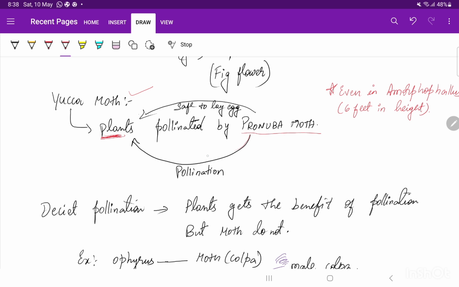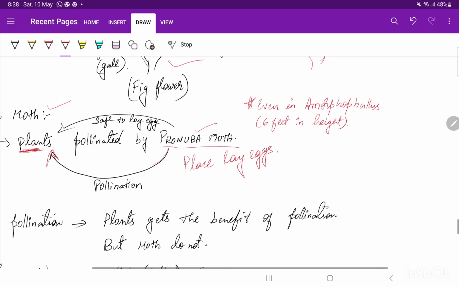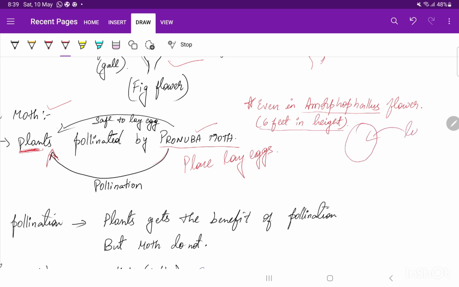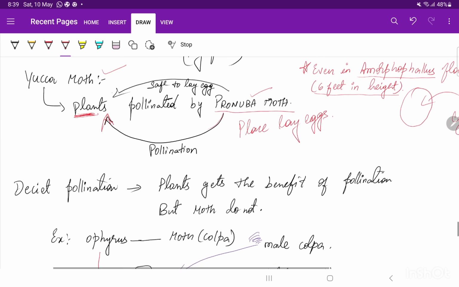Pronuba moth will pollinate the plant, and Pronuba moth will get a place to lay eggs. In the same way, in NCERT it is given Amorphophallus flower, which is the largest flower in the world, 6 feet in height, having more space for insects to lay eggs. Okay, I hope it's clear.